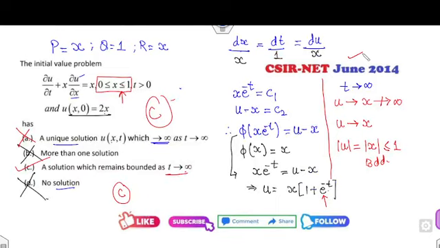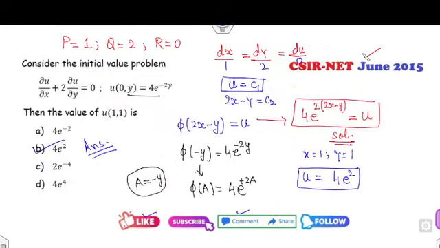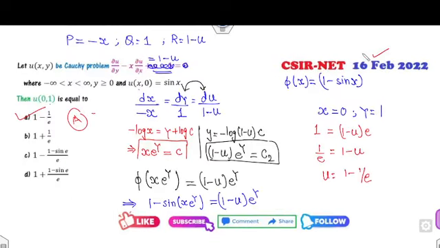So whichever question you attempt, you have to apply the same approach. You will get the solution within the 10 to 15 second time frame.